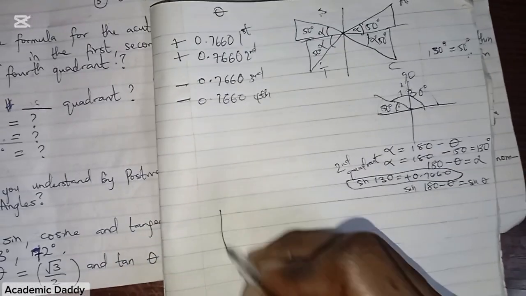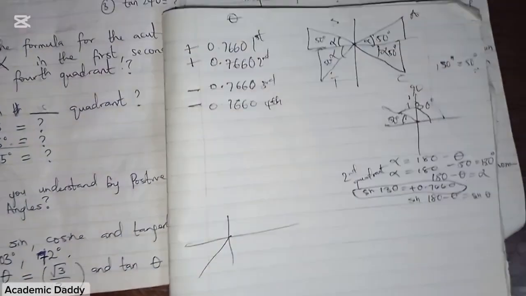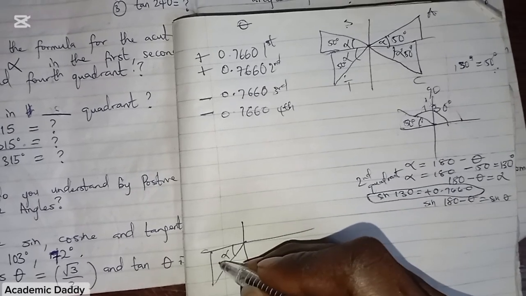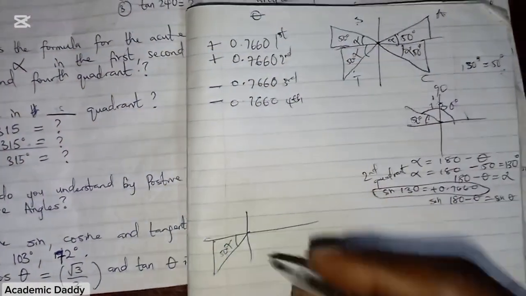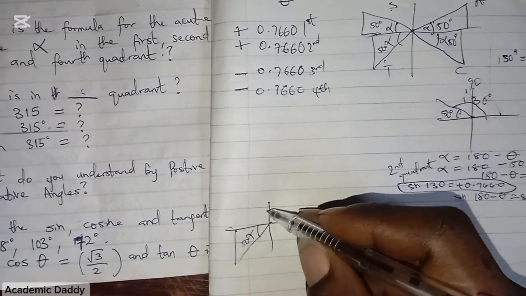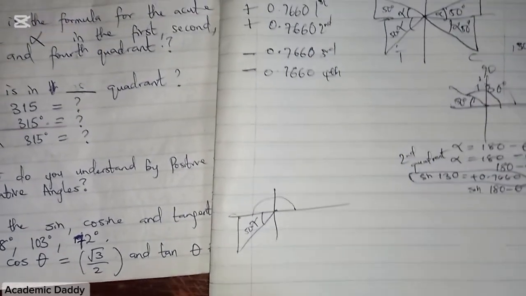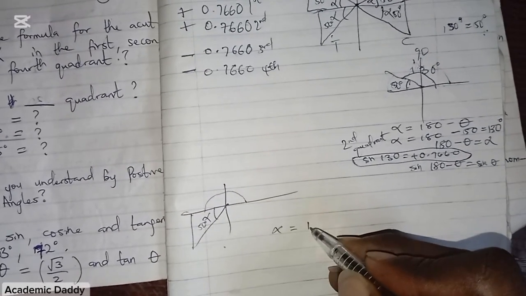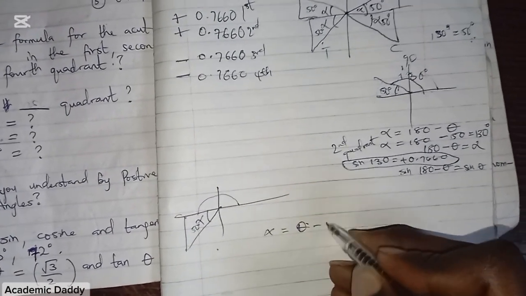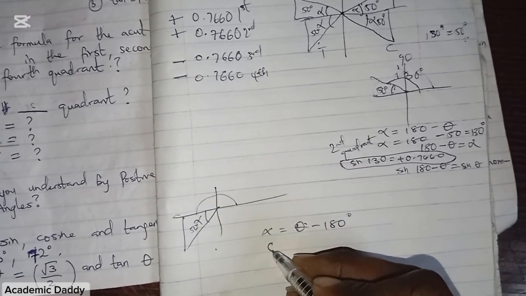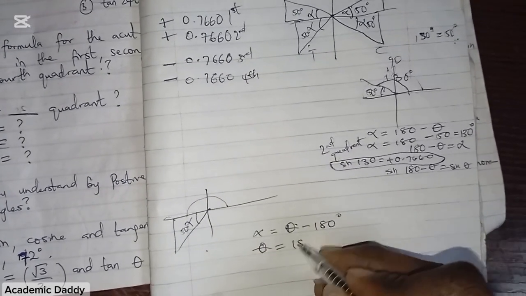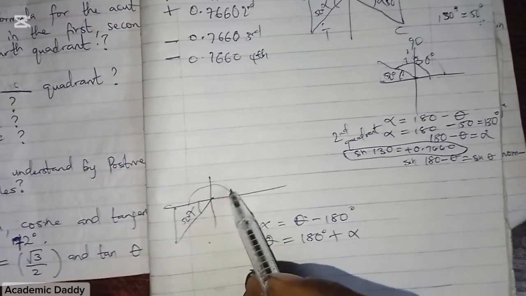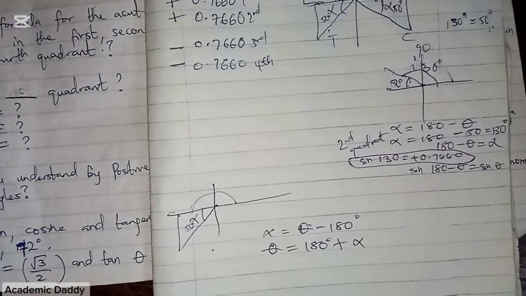While in the third quadrant, if this is the angle, remember I told you that the angle here will always be an acute angle. Notice that everything here is 180, and I gave you some formulas. I told you that in the third quadrant, alpha is equal to theta minus 180 degrees, or theta is equal to 180 degrees plus the acute angle alpha. So for example, 180 plus 50 is 230.